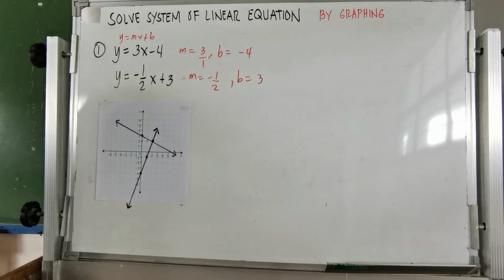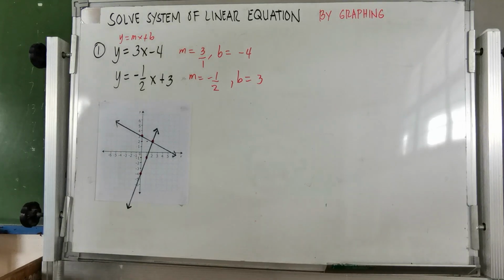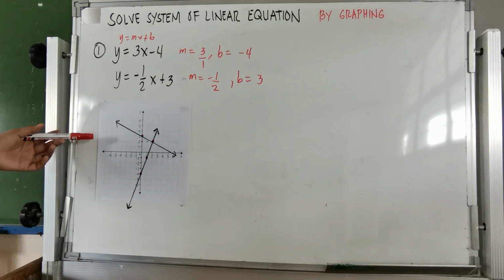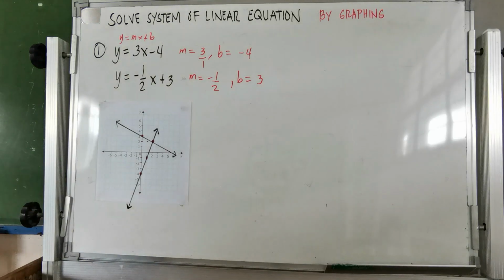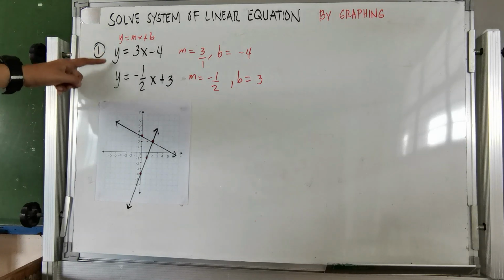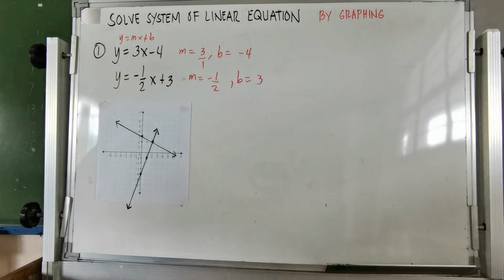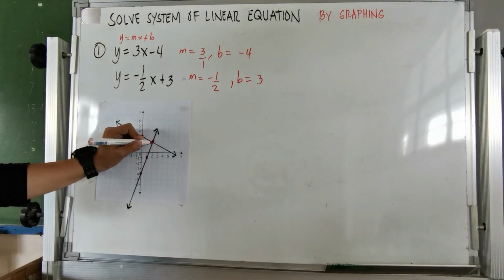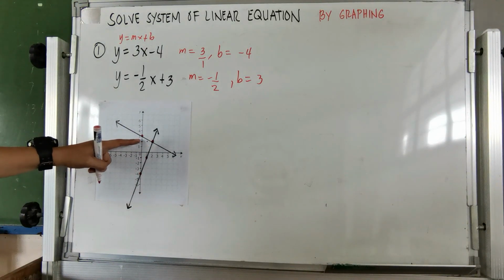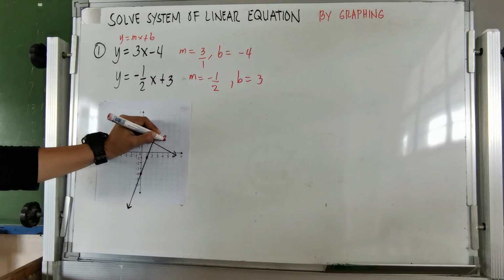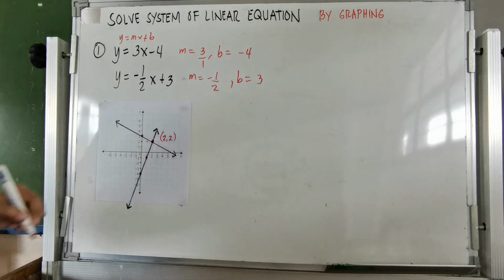Now, after that, notice that our graph is intersecting. Ibig sabihin, our system is consistent independent, or it has one solution. And the solution is the point of intersection nung dalawang line natin na ginraph. So, kung ilolocate natin, ito yon. The ordered pair is positive 2, positive 2. So, this is now our solution.